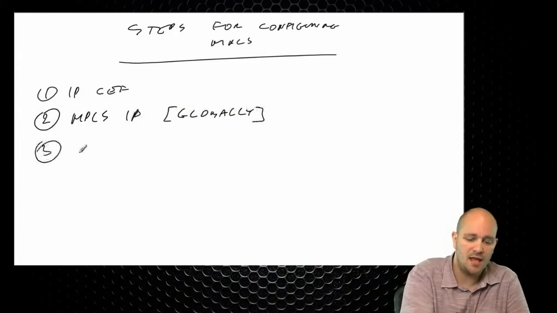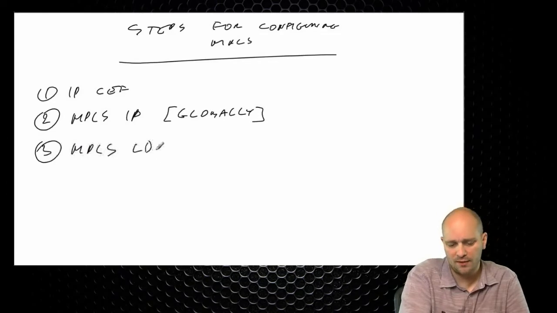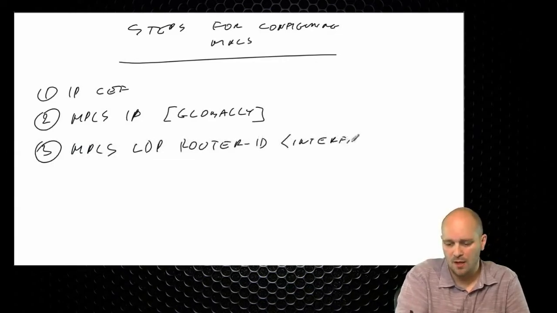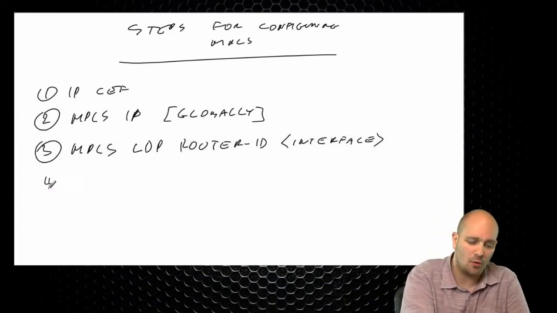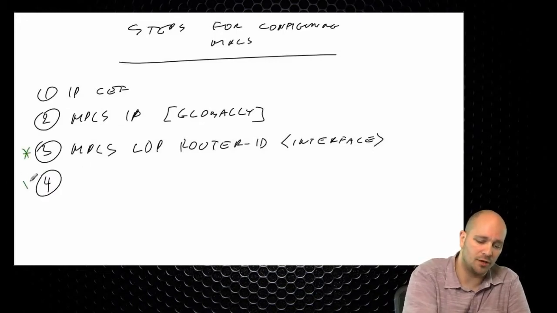And three, I would always set MPLS LDP router ID, and then you specify the interface. By default, the loopback with the highest IP address will be used, but then again, I'm not going to leave anything to the default. Now, highly recommended, not mandatory. So these are not mandatory.